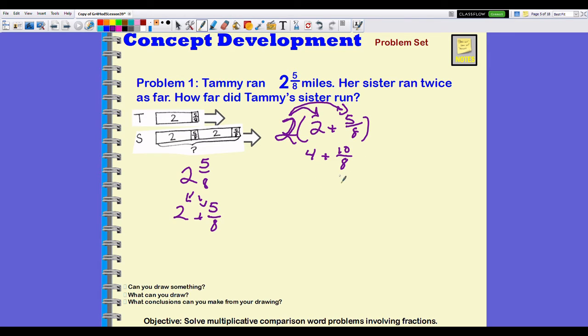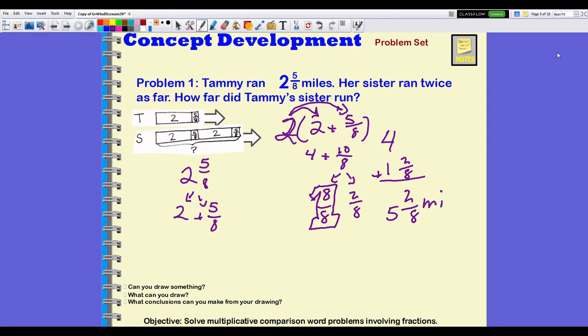But the problem is that, hey, that's an improper fraction. And we all know an improper fraction is greater than a whole. So we can pull out 8/8, and that leaves us with 2/8. And now we can convert this over to 1 whole. So now we can add this to the 4. So we have 4 plus 1 and 2/8. Nothing adds up in the numerator, so the 2/8 just carries. Plus 4 leaves 5 and 2/8 miles. That's how far her sister ran.